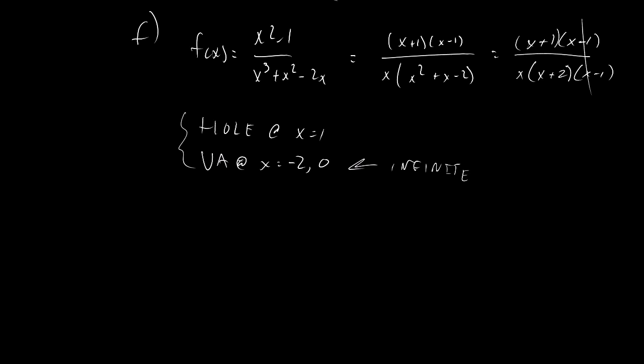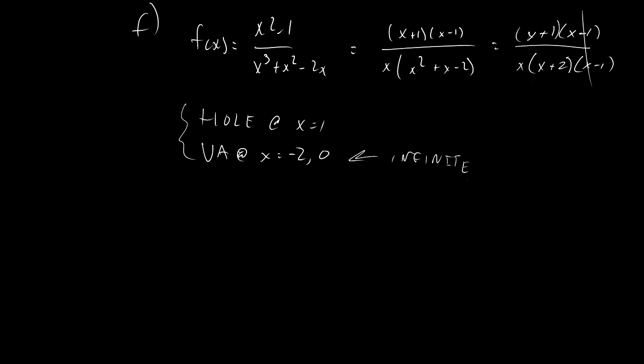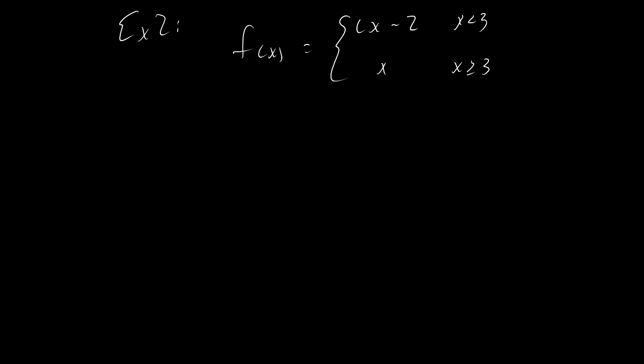So it turns out that neither of those are continuous. So last but not least, we're going to move on to creating functions so that they are continuous. So I have this function: cx minus 2 when x is less than 3, and x when x is greater than or equal to 3. Well, for something to be continuous, we know that my left-hand side has to equal my right-hand side.